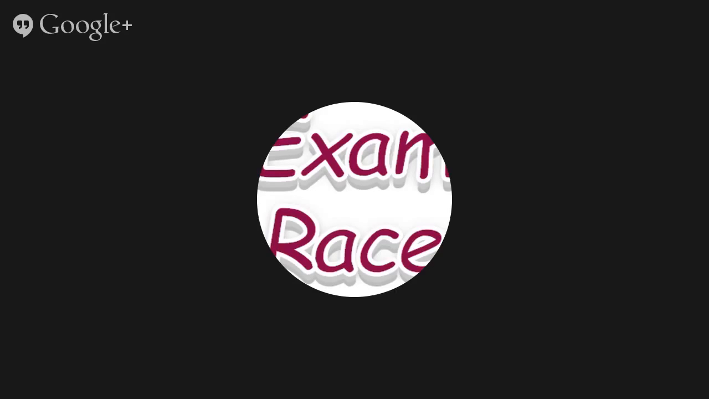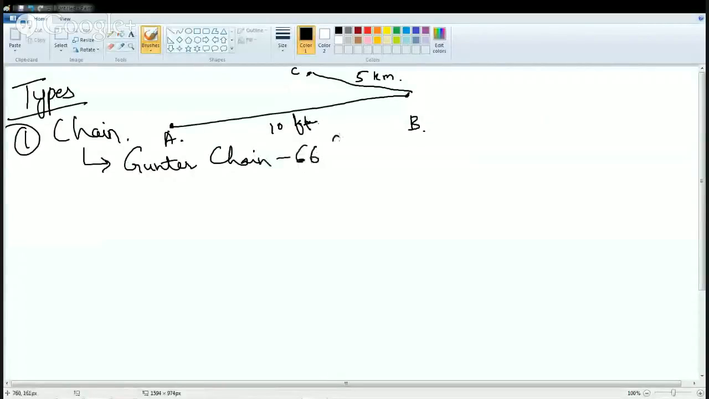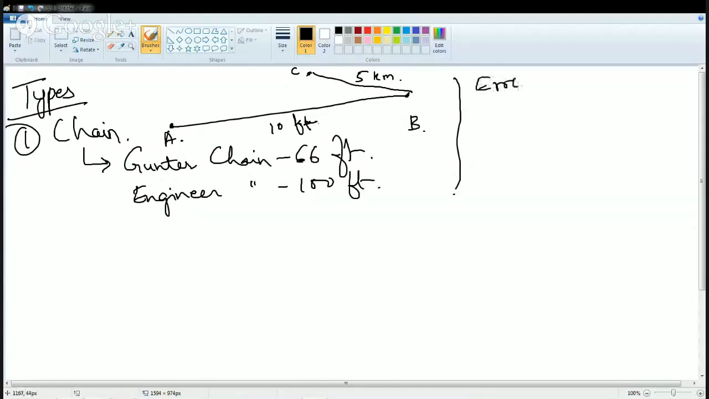So there are 2 types of chains that are commonly used for surveying. One is known as Gunter's chain, which is 66 feet. The other is known as engineer's chain, which is 100 feet. Now, whenever you do a chain survey, it's the simplest form of survey, but there are typically a lot of errors in this survey.